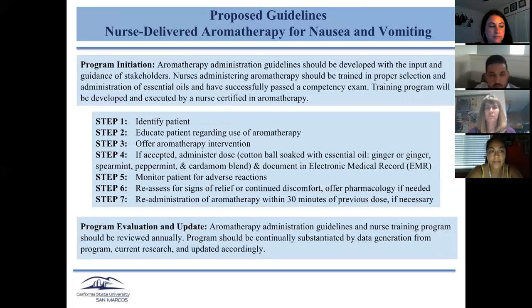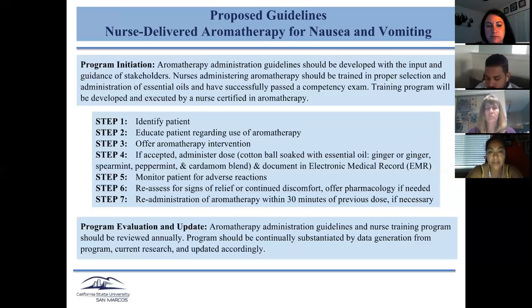Next slide. This program would be initiated in the following format. Aromatherapy administration guidelines should be developed with the input and guidance of stakeholders. Nurses administering aromatherapy should be trained in proper selection and administration of essential oils and have successfully passed a competency exam. Training programs will be developed and executed by a nurse certified in aromatherapy.